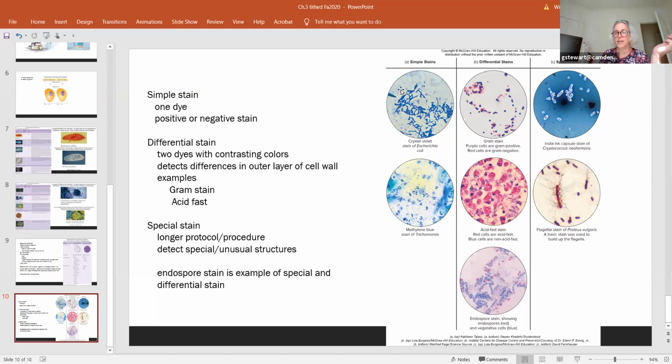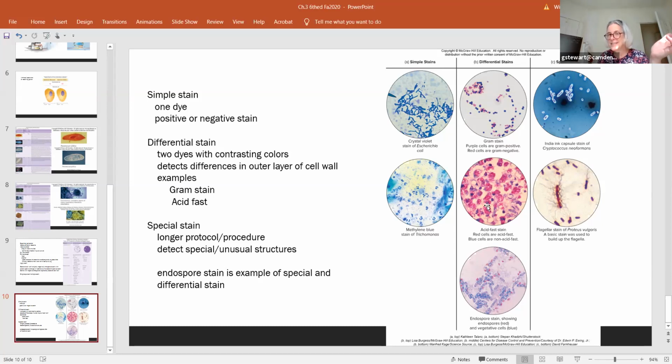So here are the simple stains again. One dye is either a positive stain or a negative stain. Positive, the bacteria have a color. Negative, the background has a color. This middle panel here, we call these differential stains. Notice there's two contrasting colors. It's easy to see in this first panel with purple and pink, or purple and red, we say.